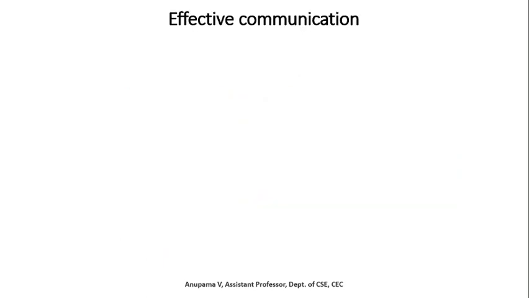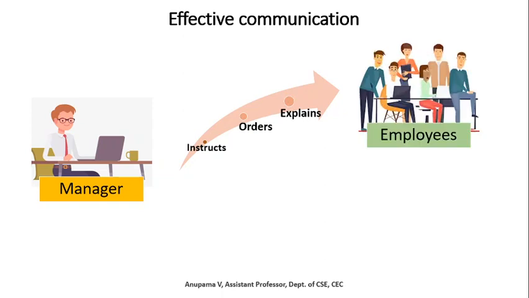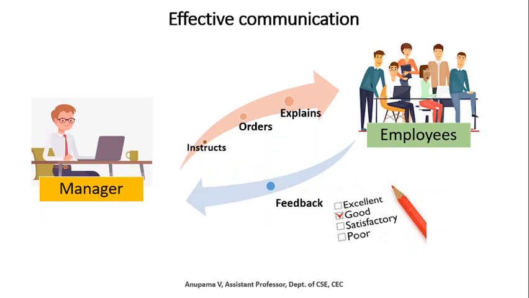The next principle of directing is effective communication. Communication is an instrument of directing. That is, a manager gives instructions, orders, and explains the task to the employees. Efficient communication is a two-way process. How much information is correctly understood by the subordinate can be understood by the manager by encouraging them to provide proper feedback.